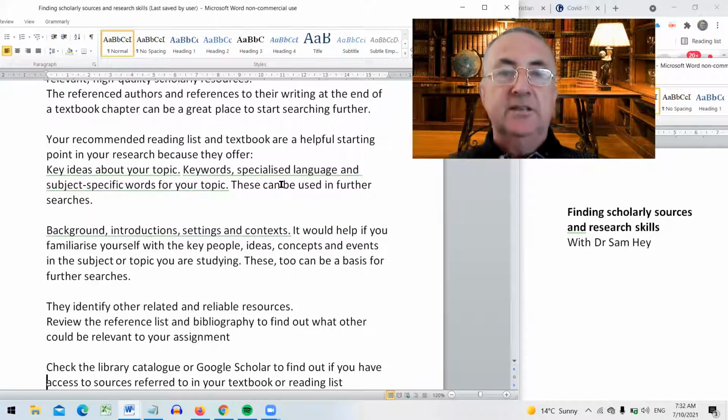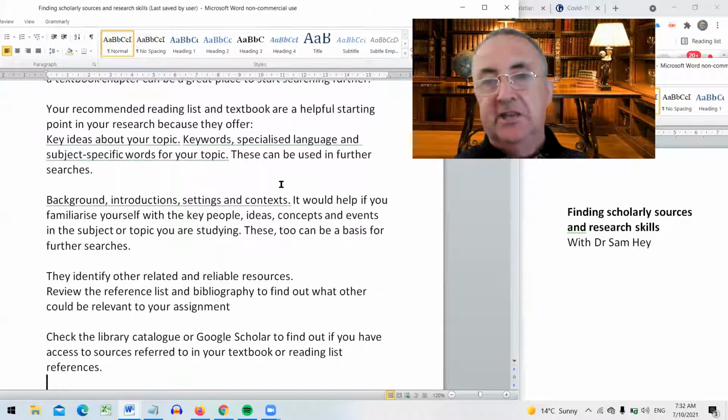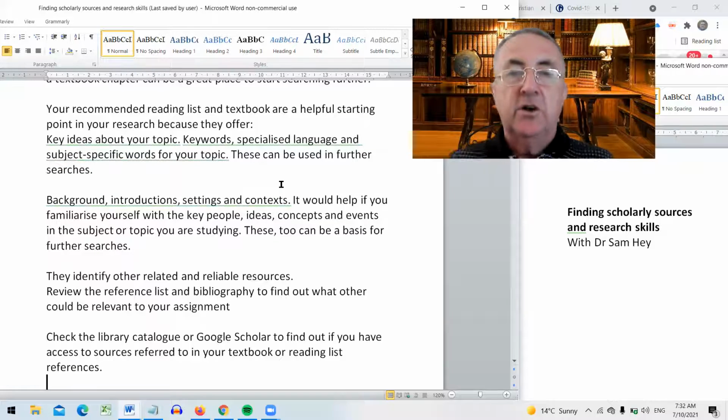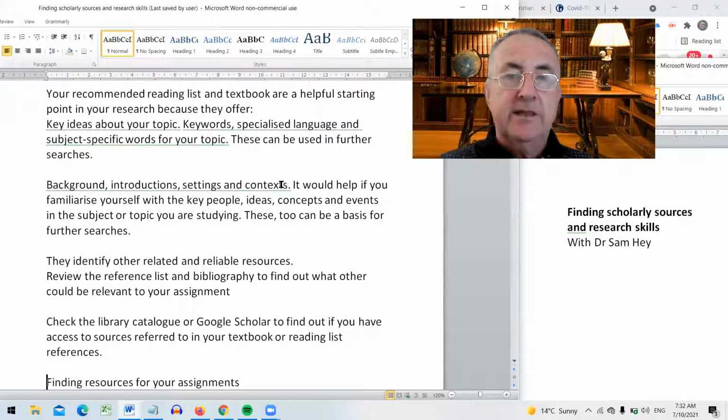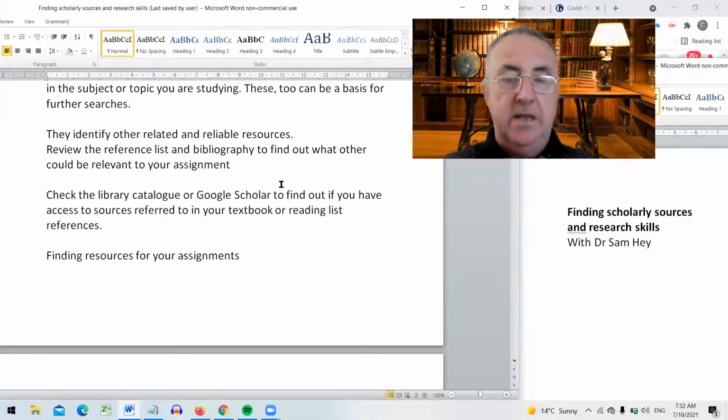Your recommended reading list and textbook often offer key ideas about your topic, key words, specialist language, subject-specific words for your topic, and you can use these to do further research on Google Scholar or in the library catalogue to find out other scholarly resources that you can be looking at.